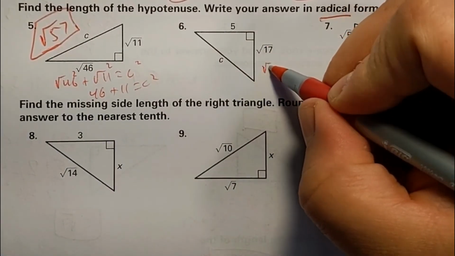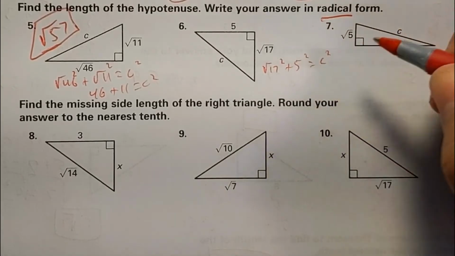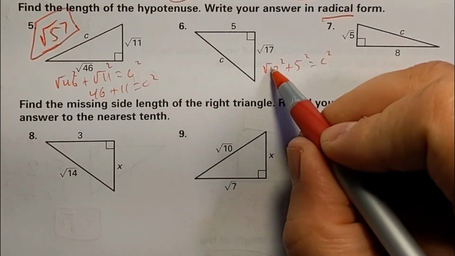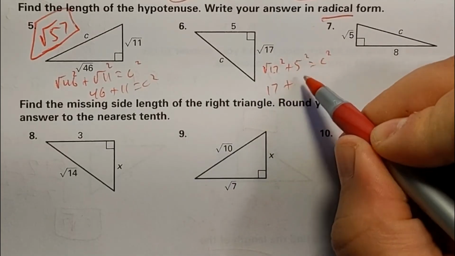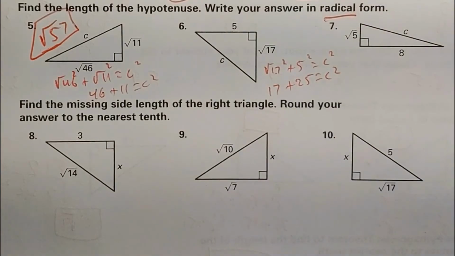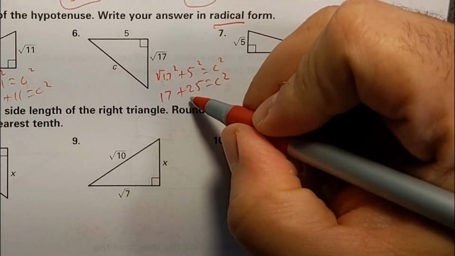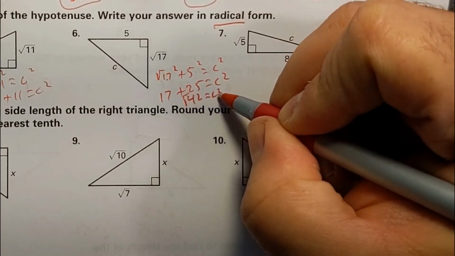This one, square root of 17 squared and 5 squared. Those are my legs. C is the hypotenuse. This 17 is just going to come out of the radical, but it's going to stay at 17. 5 squared is 5 times 5, so 25. 17 and 25 is 42. So 42 equals c squared. That means when I square root it.